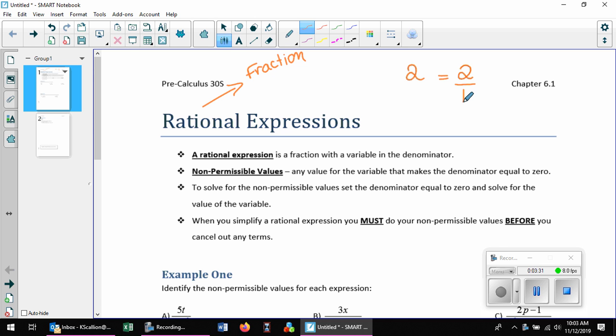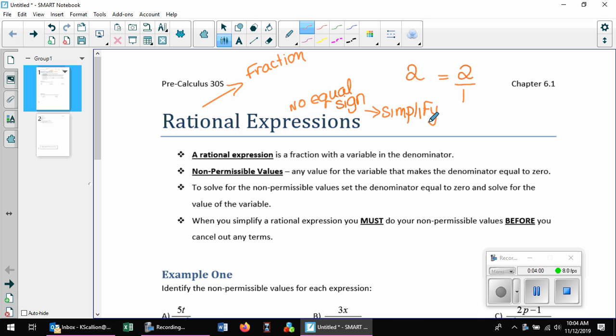Okay. So what we have to do with our rationals. What does this expression mean? No equal sign. So with this, we're simplifying. That's all we can do. We're not solving. We can't solve for x equals 2. We're just getting that fraction to its smallest possible form.